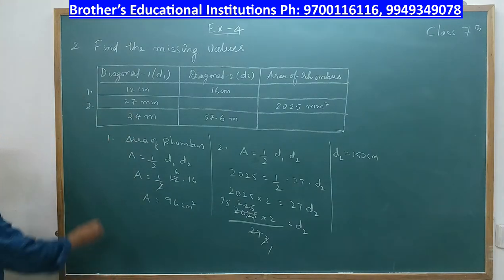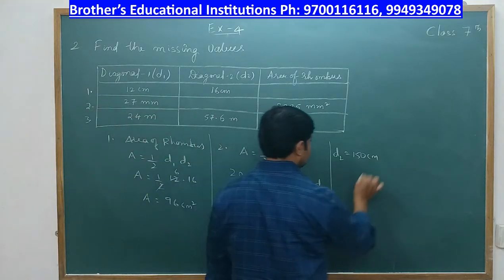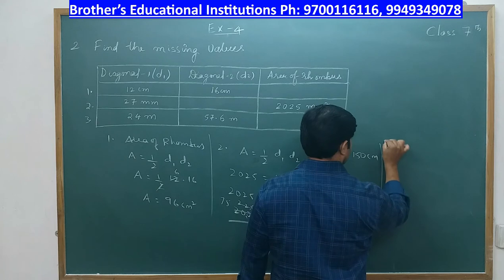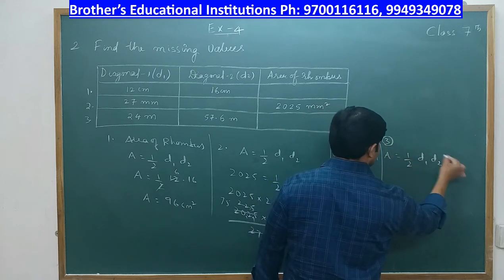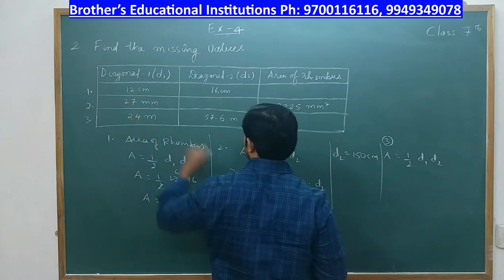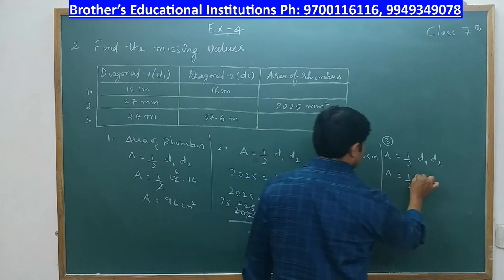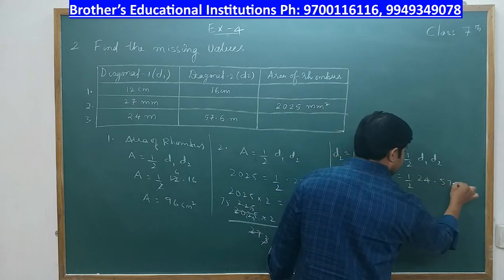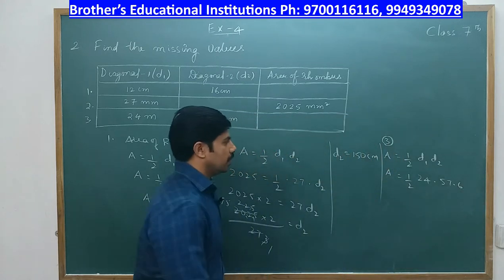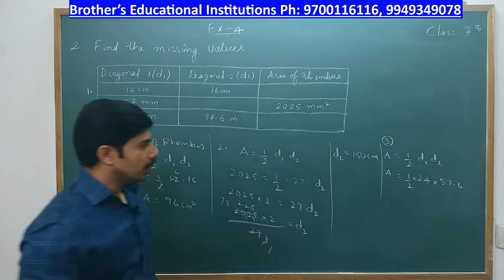Now the third one. Third one is a simple normal problem. So here you have to find out area of rhombus. Okay, area of rhombus is nothing but half D1 D2. So one of the diagonals is 24 centimeters into the second one is 57.6 centimeters. Okay, so just put into and into. Now we have to calculate this.